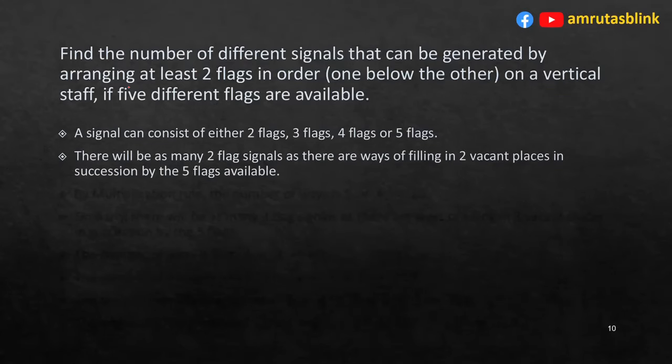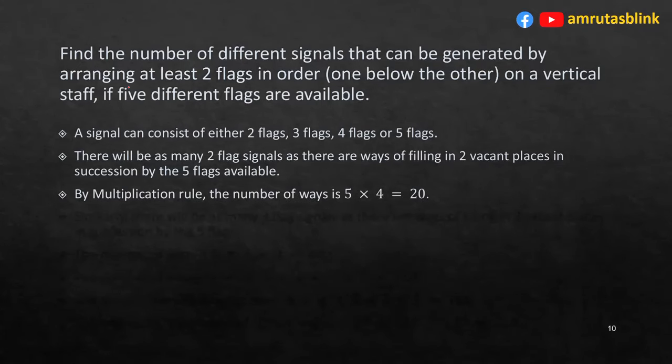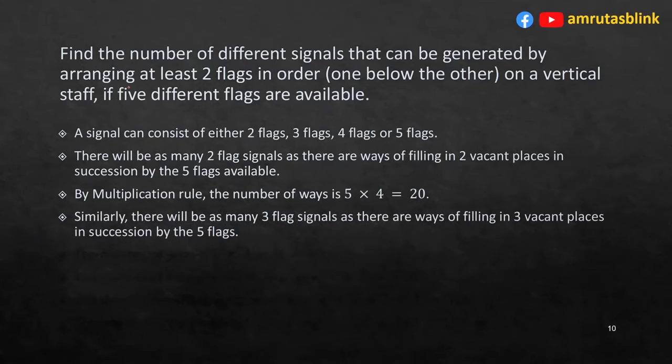Now let's suppose there are 2 flags in the signal out of 5, then such a 2 flag signal can be created in 5 into 4, that is 20 ways. Now let's suppose there are 3 flags in the signal. Then such signals are created in 5 into 4 into 3, that is 60 ways.